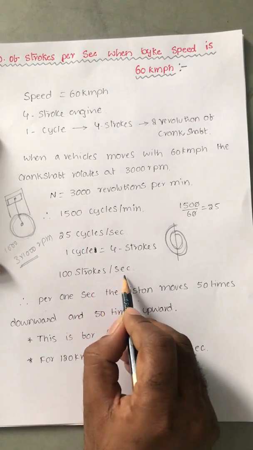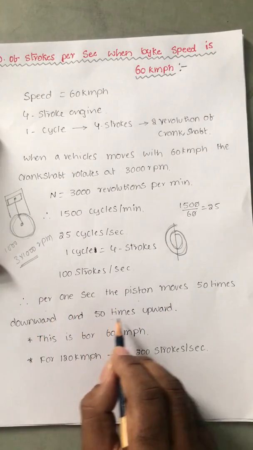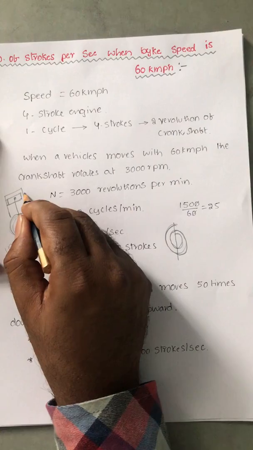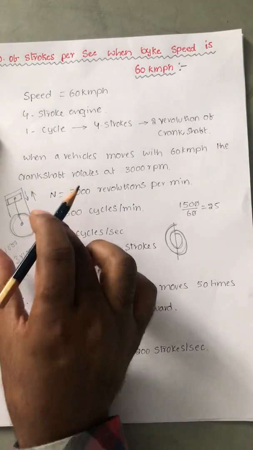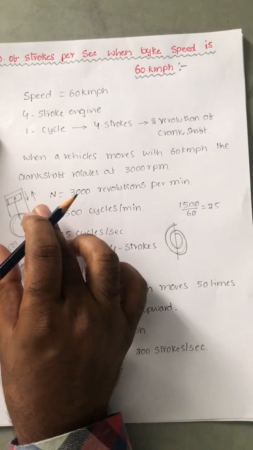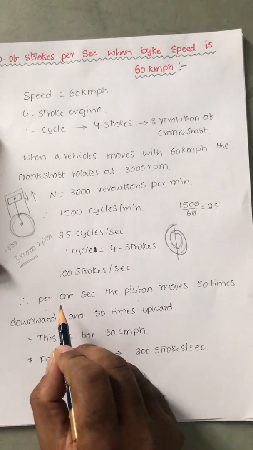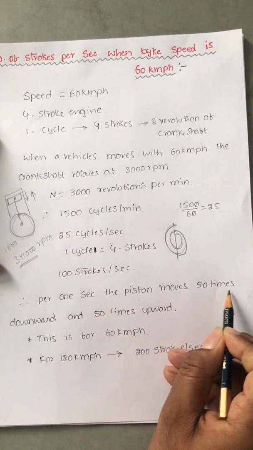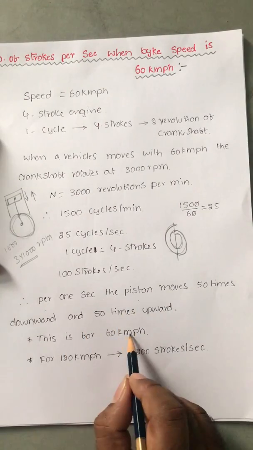100 strokes per second. So for 1 second, the piston moves 50 times downward and 50 times upward. You cannot visualize this with your naked eye, and you may not even be able to think of it. Per 1 second, the piston moves 50 times downward and 50 times upward. This is for 60 kilometers per hour.